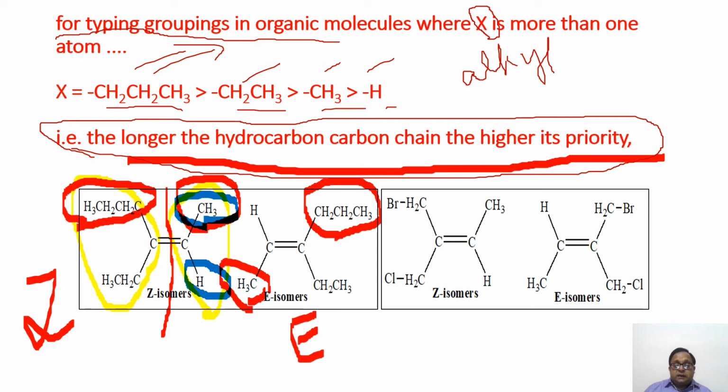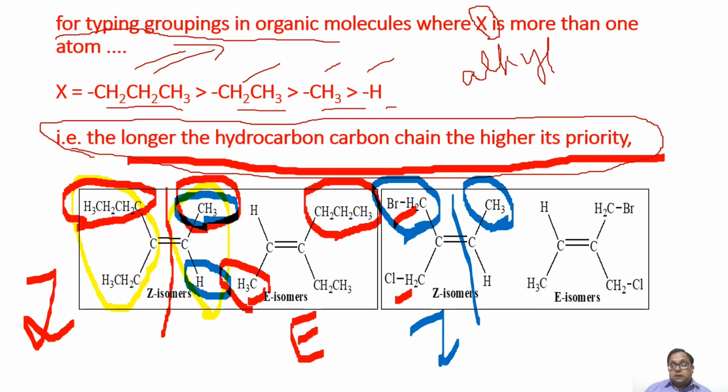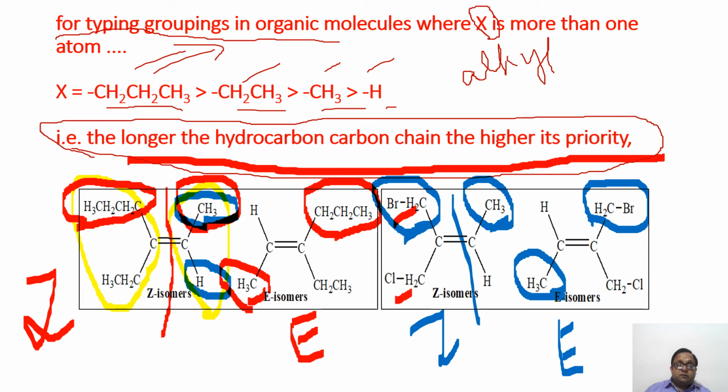Similarly, in this case we are having bromomethyl and chloromethyl, so priority will go to bromomethyl. In this case priority will go to methyl. So here we can see easily that this bromomethyl and methyl, having the higher priority, are on the same side, so it is Z. Having the priority bromomethyl, it is here, and the methyl, it is here. So both are on the alternate positions, so it is being assigned the E configuration.